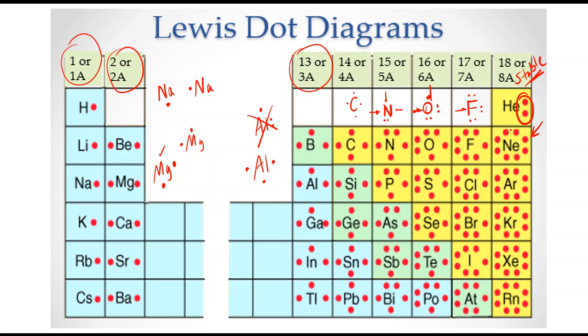And then as you can see for the rest of the noble gases, they have 2 on each side because they have a total of 8 valence electrons.